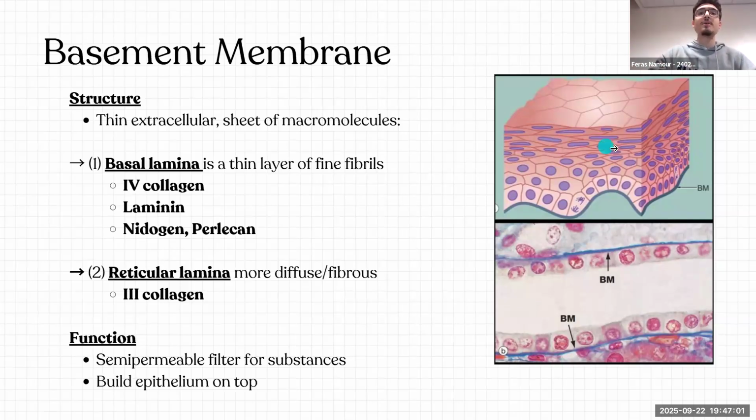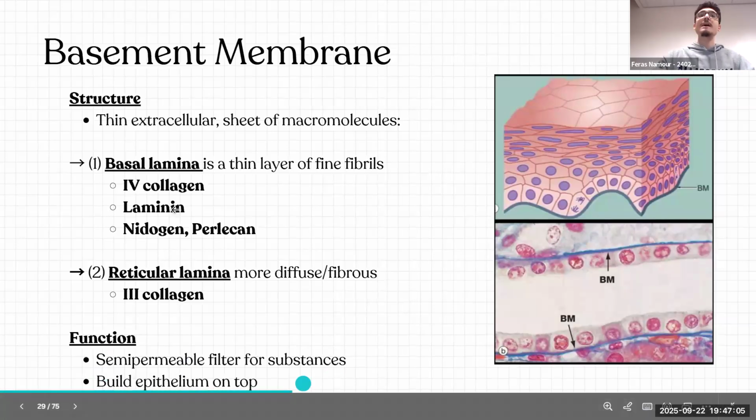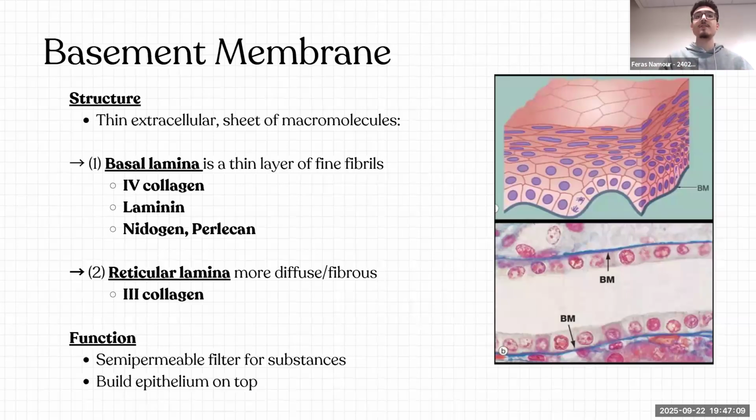So the function of it: a semi-permeable filter for substances, but it's to build epithelium on top. Tamam? How is the structure of my basement membrane? Now we're going to talk. This is very important. My basement membrane has two layers. It has a basal lamina and a reticular lamina.